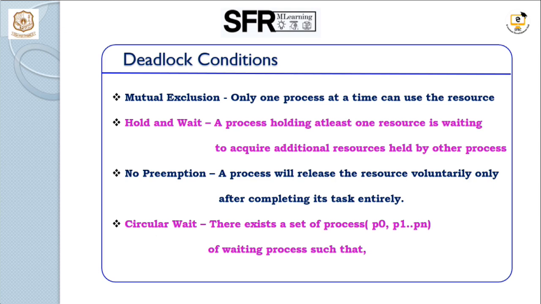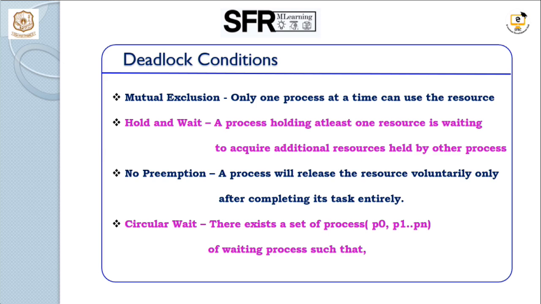no preemption, and circular wait. Mutual exclusion means every process is under a mutual bond, which means only one process will be executed at a time that can use the resources. Hold and wait means a process will hold a resource and wait for another resource to complete its execution. This leads to a deadlock condition.